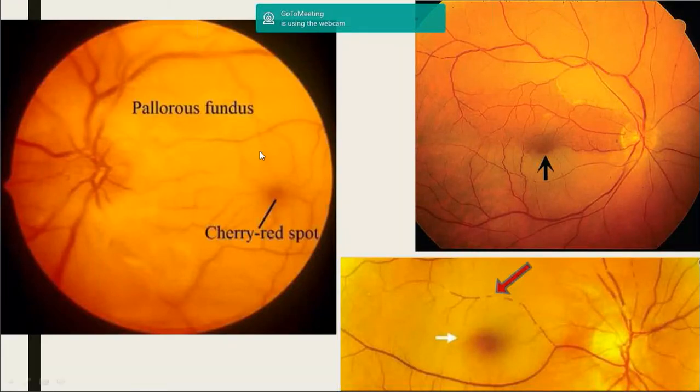Like you can see in this picture, the retina is pale. The normal retina should look something of this color, but here you can see there is a pale retina and there is a cherry red spot. The retina is pale because the ganglion cell layer, which is the superficial layer present in the retina, is opacified. That is due to ischemia, and that leads to a pale appearance of the retina. Because the central retinal artery is occluded, the entire retina is pale, and not just one side or one part or one sector.